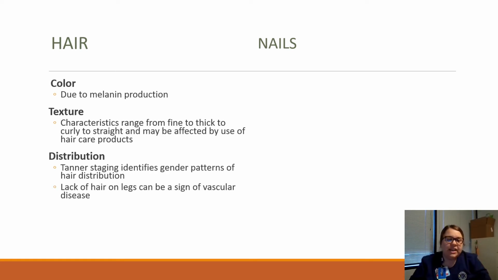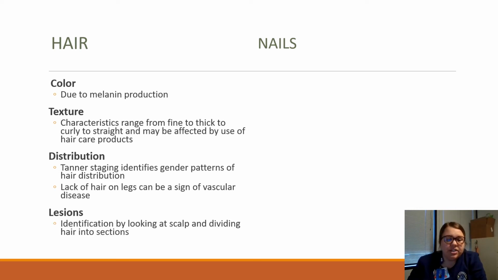Lack of hair on the legs can be a sign of vascular disease. Now, if they have any lesions, we need to identify that by looking at the scalp and dividing the hair into sections. Now I'm going to look at the nails. I'm looking at the shape and the contour.